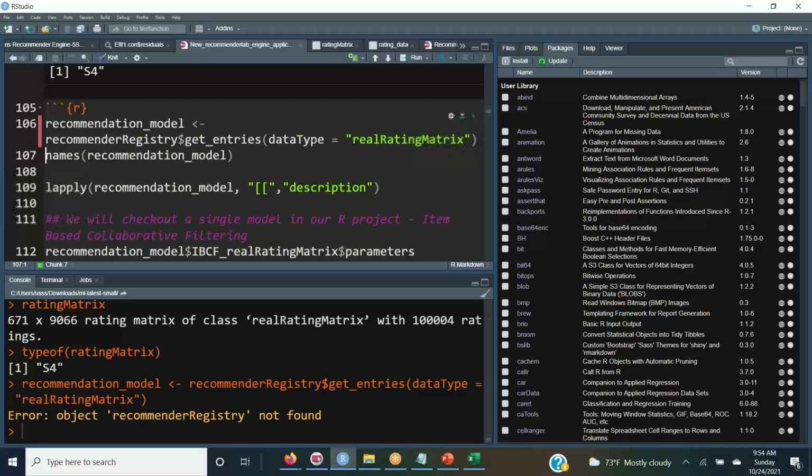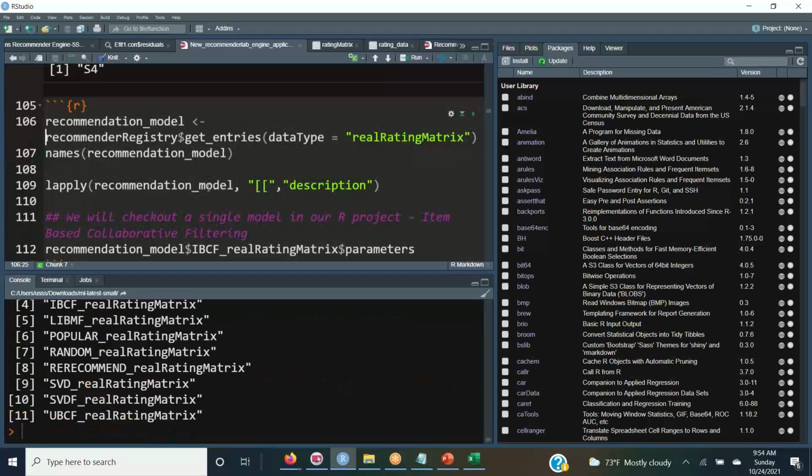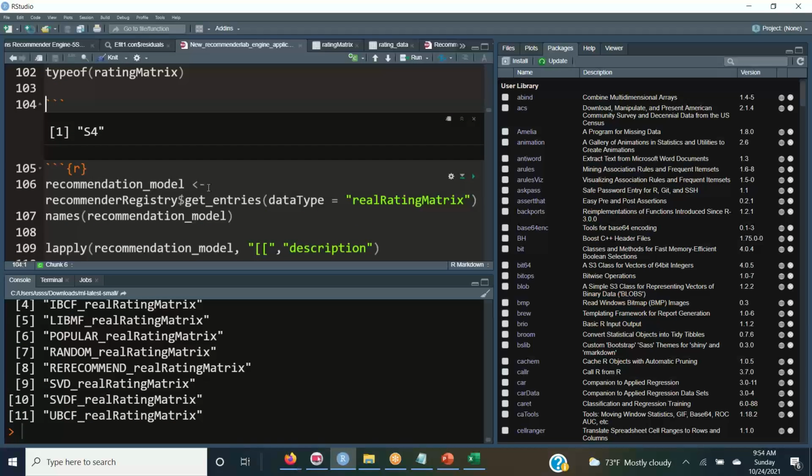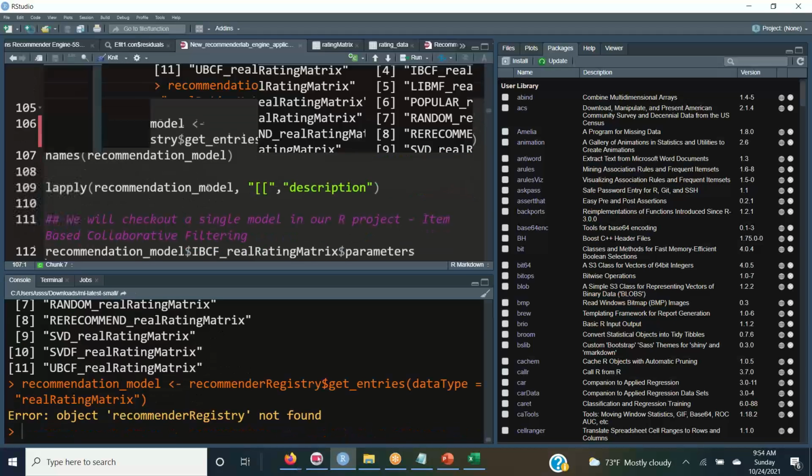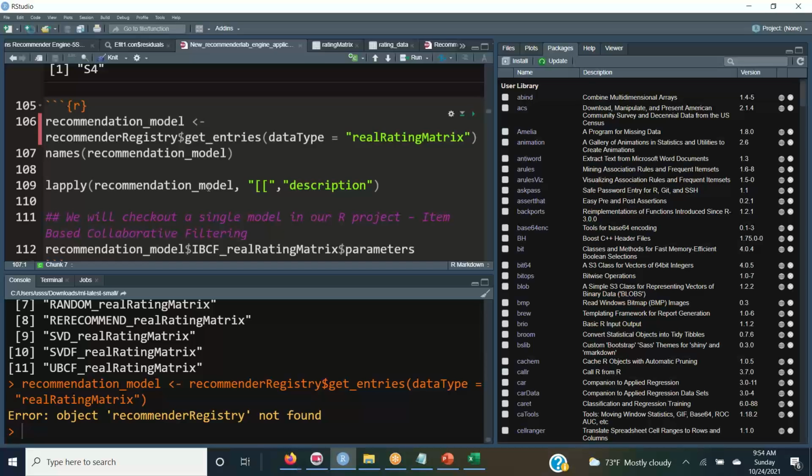So let me just run it one more time, and it's not running. So there's some problem there. Okay, what's going on? Object not found. Okay, because I didn't load the recommenderlab library.